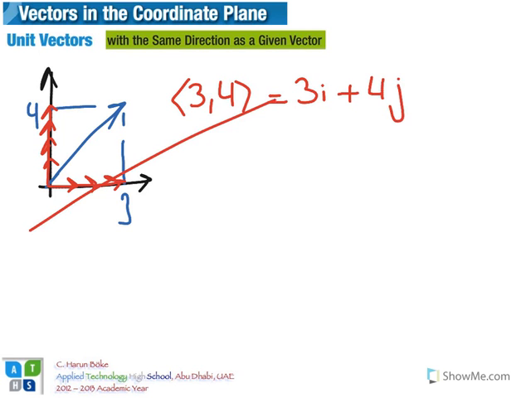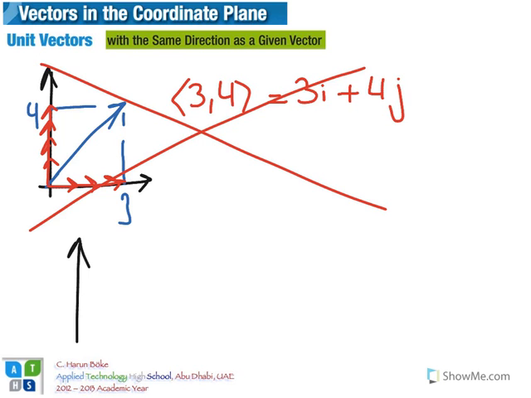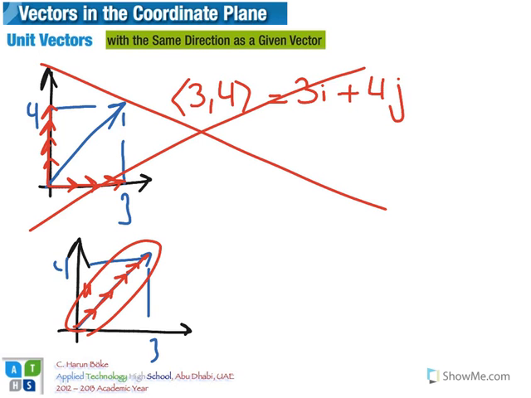Rather, we are going to express this <3, 4> vector, so this is 3, this is 4, as a unit vector with the same direction as the given vector. Let's see an example.